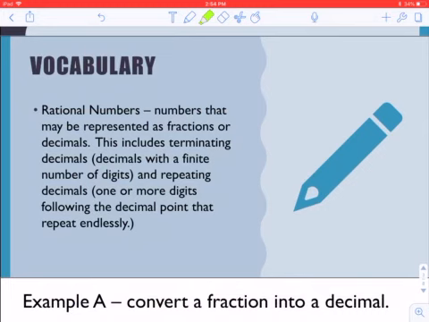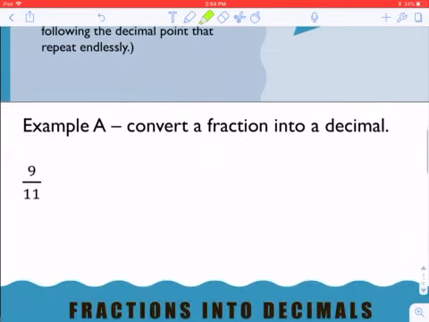Vocabulary. We have rational numbers, which are numbers that may be represented as fractions or decimals. This includes terminating decimals, or decimals with a finite number of digits, and repeating decimals that have one or more digits following the decimal point that repeat endlessly.